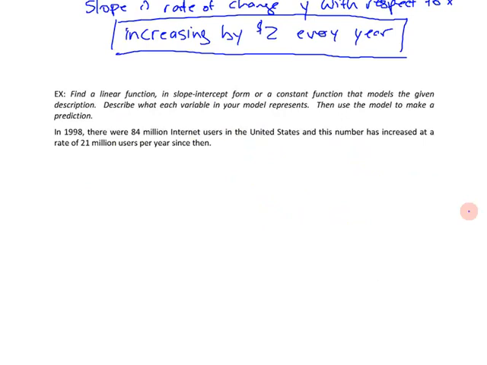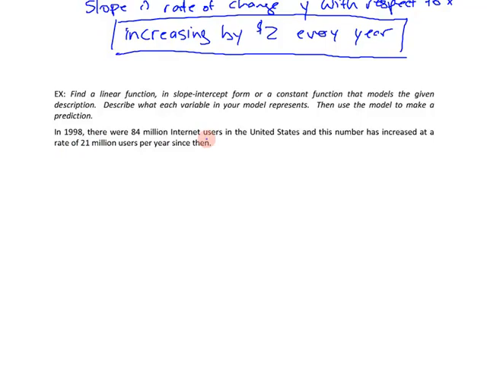Now let us go the other direction. We're going to find the linear function in slope-intercept form using the information given. We're going to find the one that models the given data, describe what each variable in our model represents, and then use that model to make a prediction. In 1998, there were 84 million internet users in the United States, and this number has increased at a rate of 21 million users per year since then.